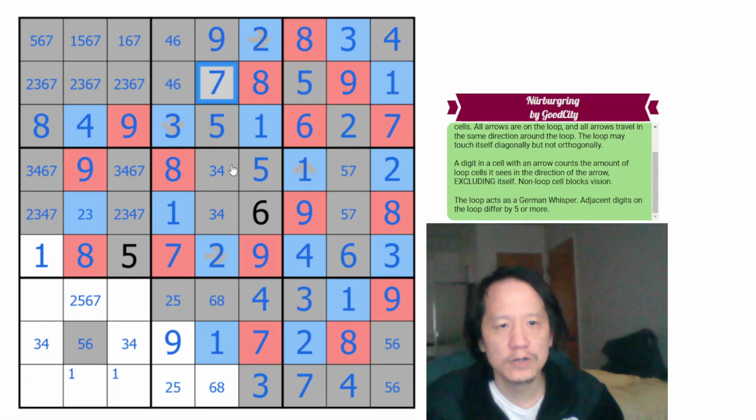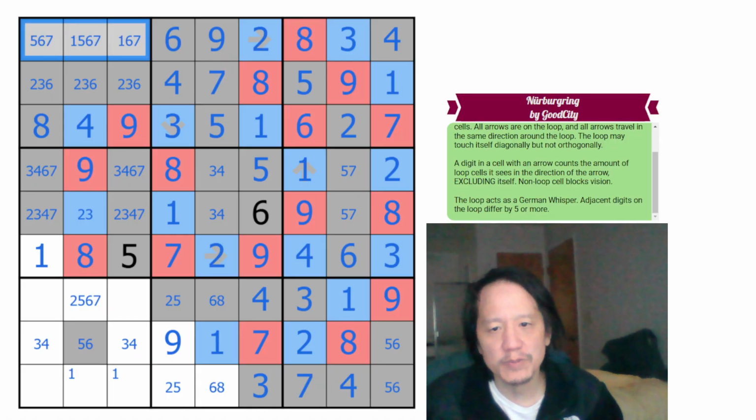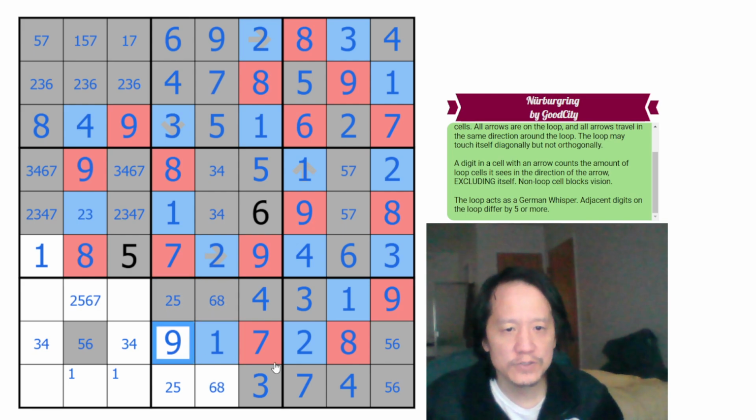7 has to be here. So this can't be 7. This is 2, 3, 6, which means this can't be 6. So this is 4. This is 6. Actually, we already had the 4 there. So we should have been able to figure that out much earlier. But, yeah. So this is 9.